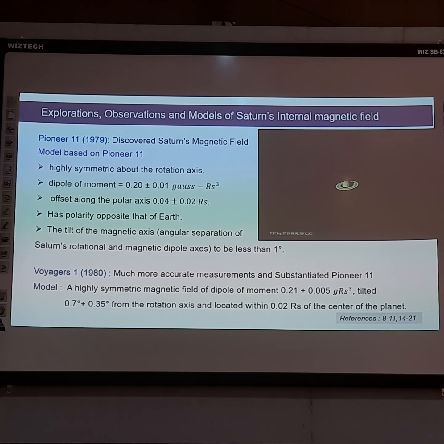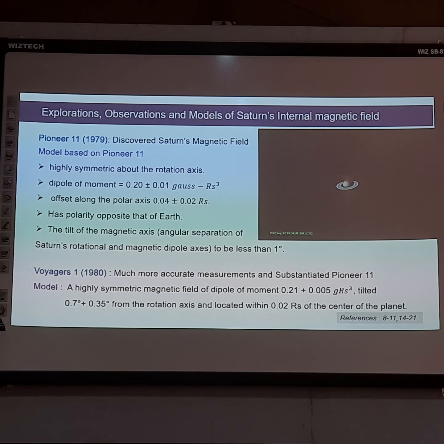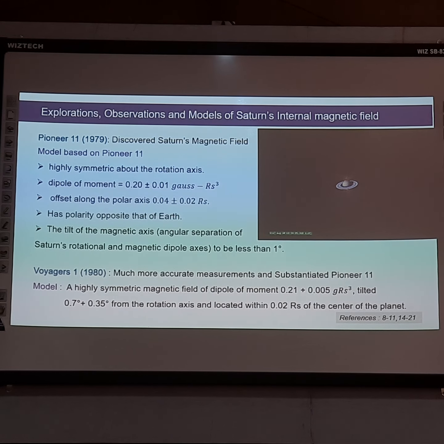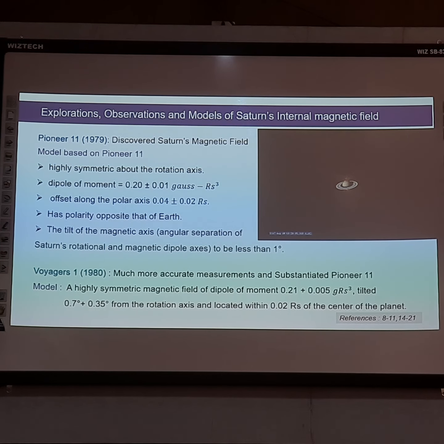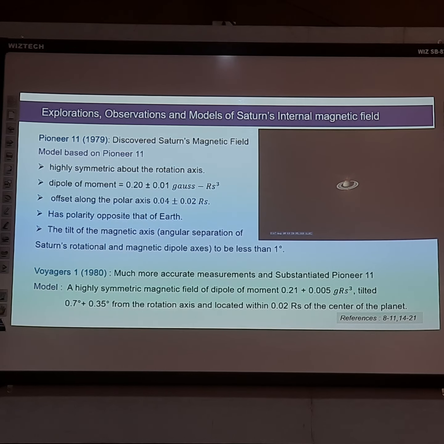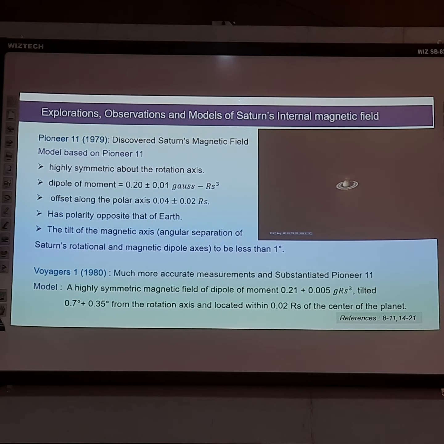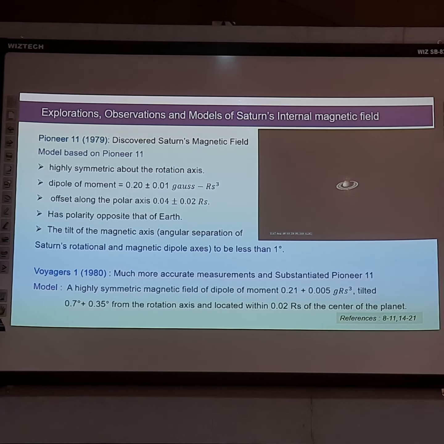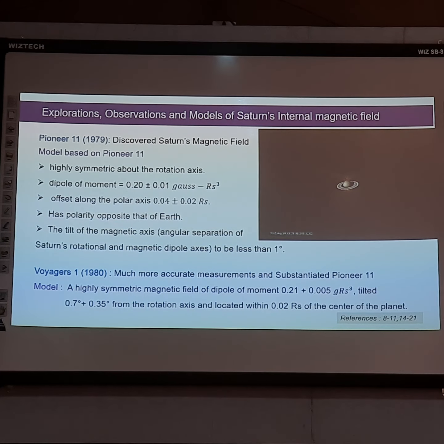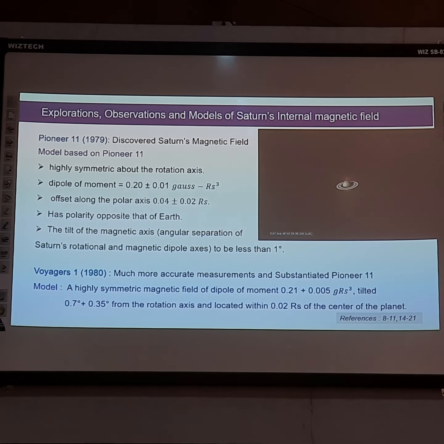Then the tilt between the rotation axis and the magnetic axis is found to be almost perfectly parallel. This becomes a hot topic later on. Then later, in 1980, Voyager was sent, and this Voyager spacecraft again substantiated the findings of Pioneer 11, but with a slightly different calculation of the dipole moment and the tilt, which was given to be less than 1 degree.